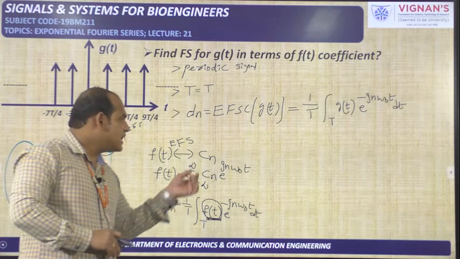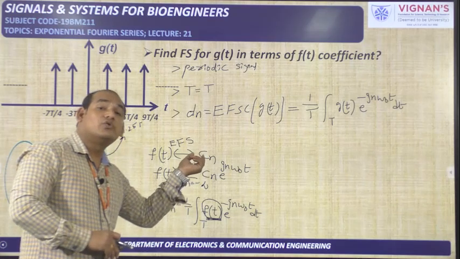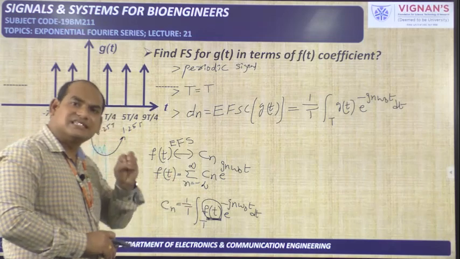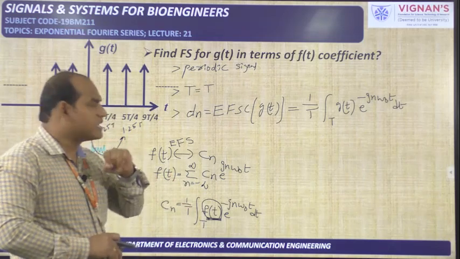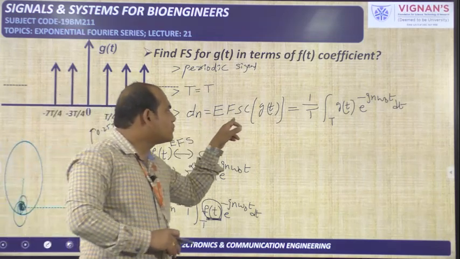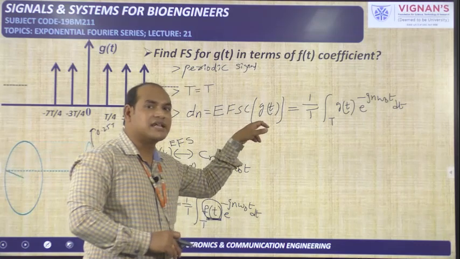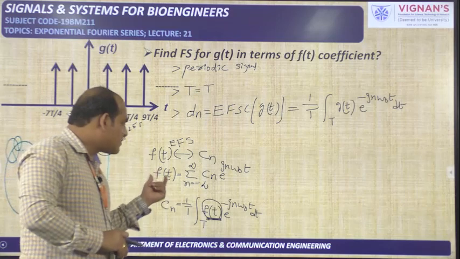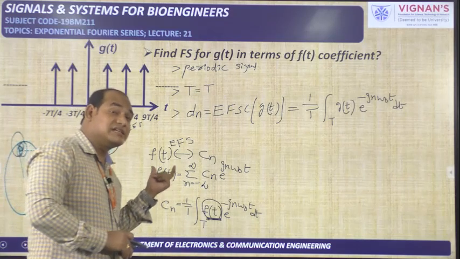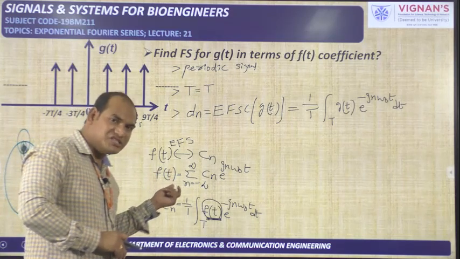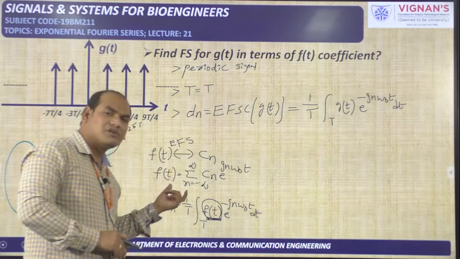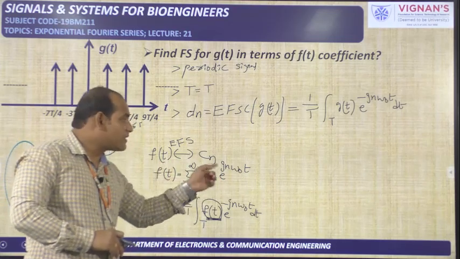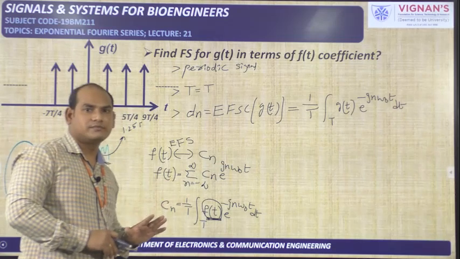The thing is, on this side we have to write the Fourier series coefficient. If you don't want to use Cn or Dn, you can simply write it like this: the exponential Fourier series coefficient of which signal? The g(t) signal, here we need to calculate. So f(t) is equal to, that is nothing but a periodic signal, time domain expression is equal to sigma n from minus infinity to plus infinity, this signal's coefficient times e^(+jnω₀t).